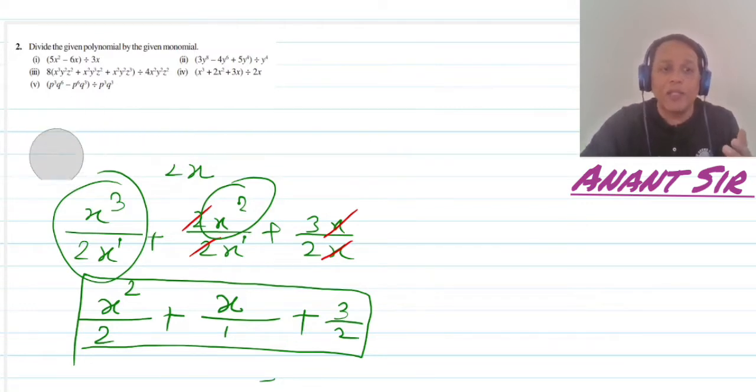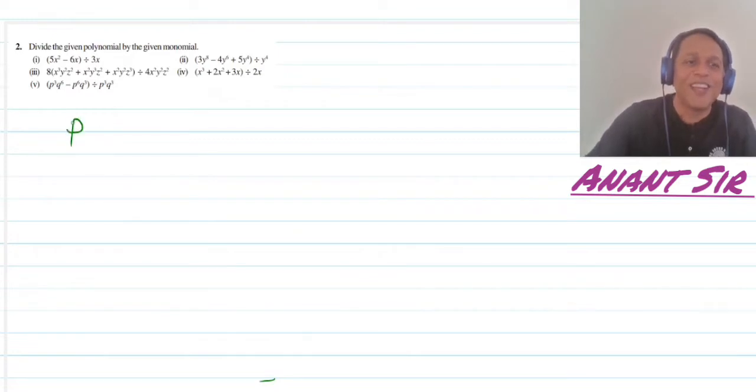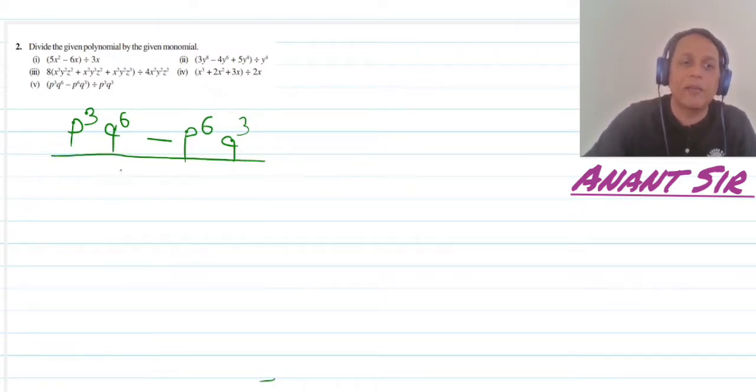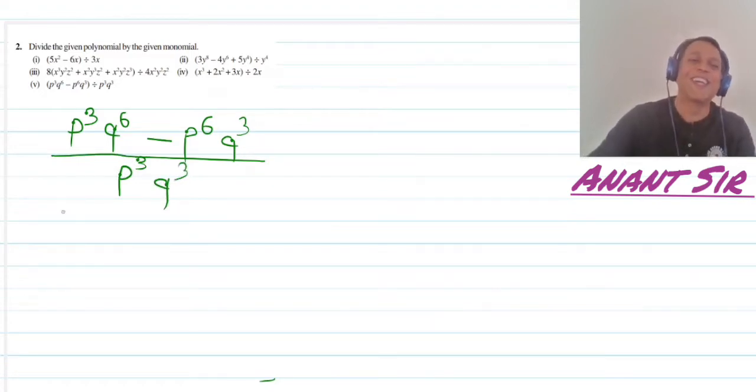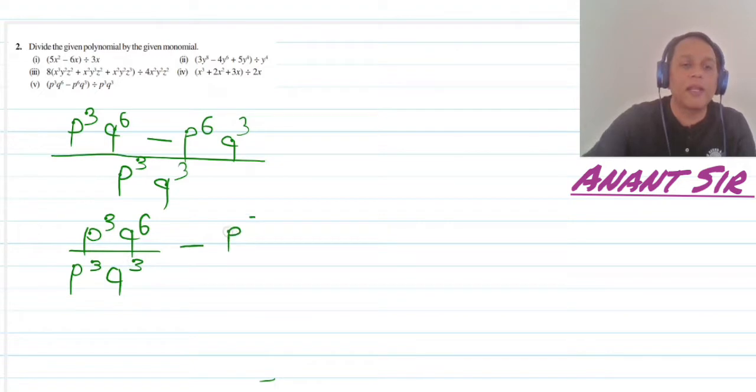So that brings us to the last question now of question 2. So it is p raised to 3 q raised to 6 minus p raised to 6 q raised to 3 divided by, okay, I am going to divide directly. So I am going to directly write that term in the denominator, p raised to 3, q raised to 3. So we have to separate now. P raised to 3 q raised to 6 by p raised to 3 q raised to 3 minus p raised to 6 q raised to 3 divided by p cube q cube.